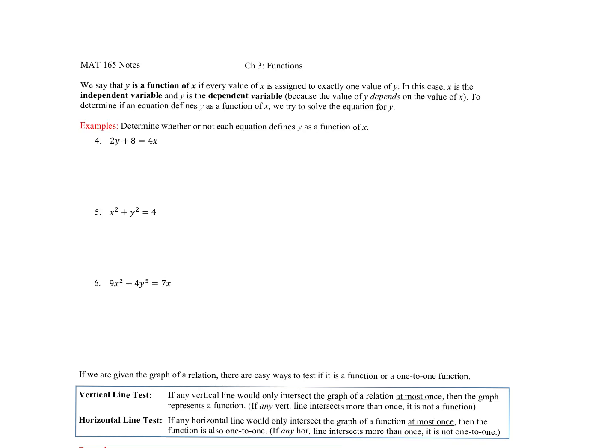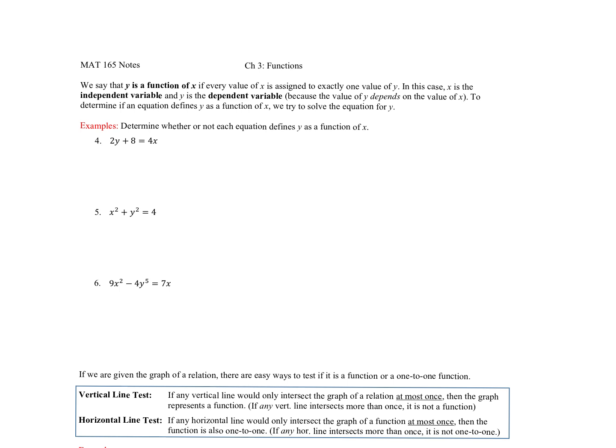This is the second video to section 3.1 in our OpenStax College Algebra textbook. We say that y is a function of x if every value of x is assigned to exactly one value of y. So x is the independent variable. y is the dependent variable.